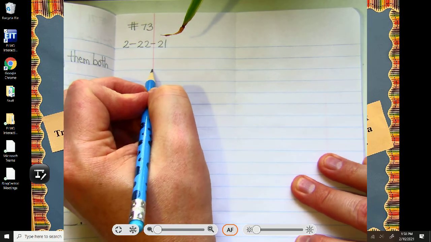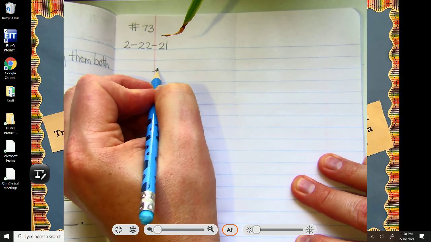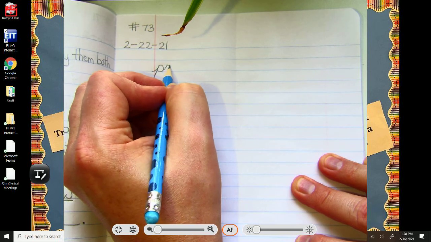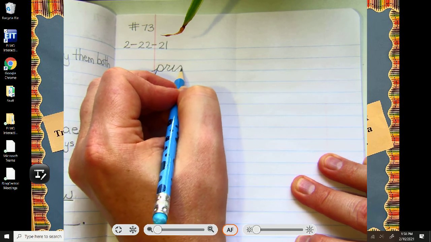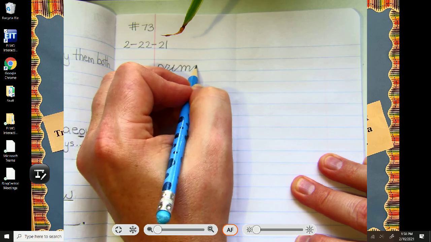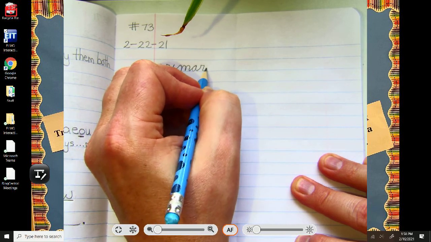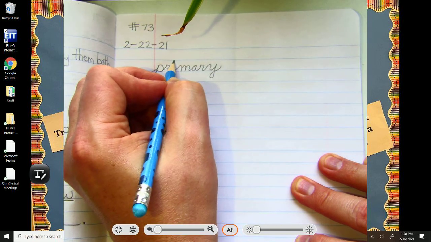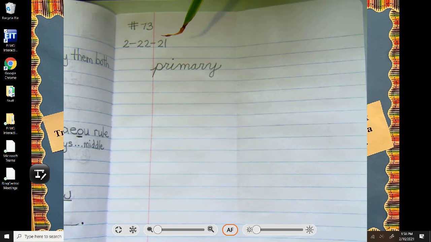Our first word today, remember, we're going to try writing them in cursive, hopefully. Starts with a P. It is the word primary. Do you know the three primary colors? Primary. Scholars, pause for a moment and try analyzing the word primary. It's a little tricky, so give it a try.